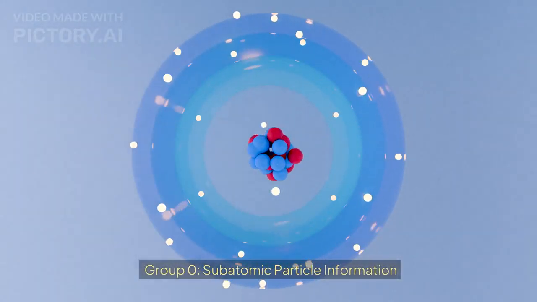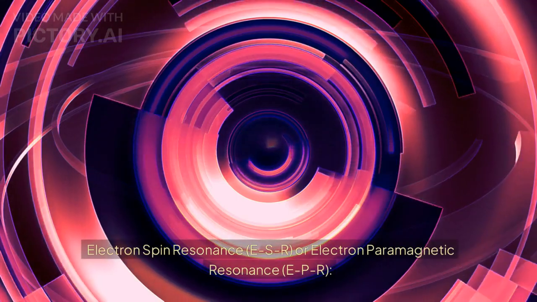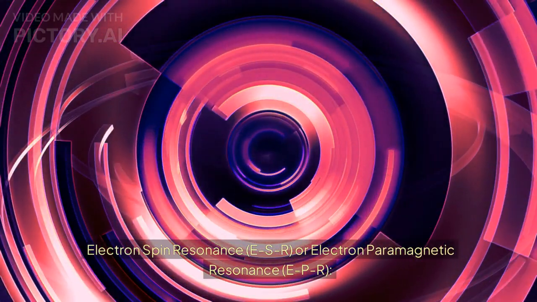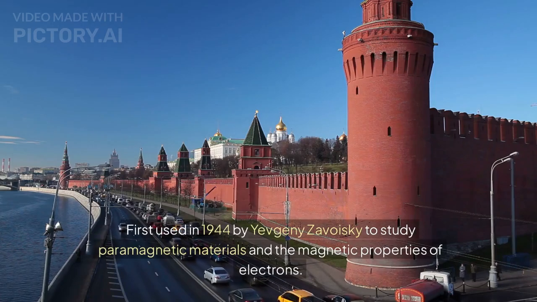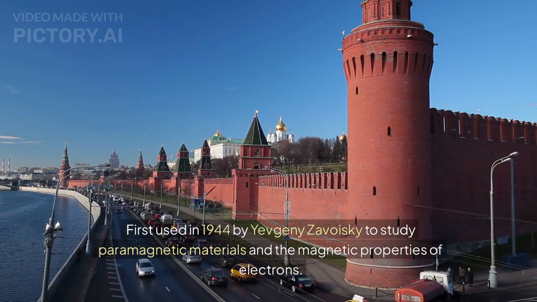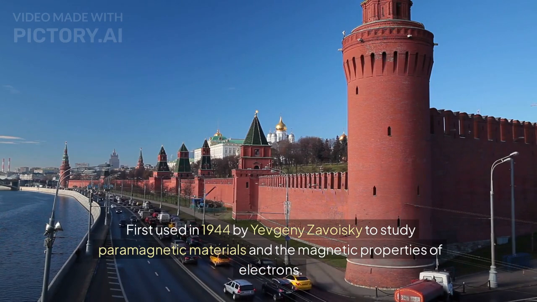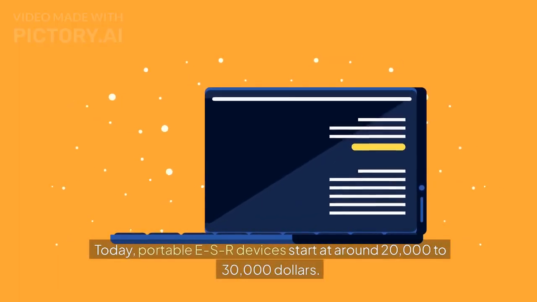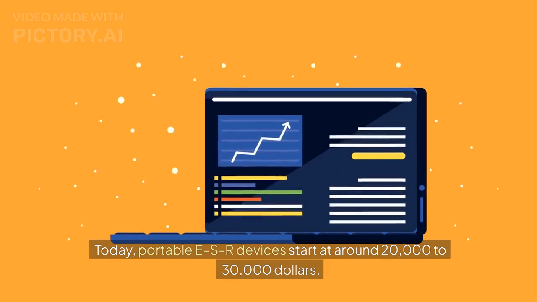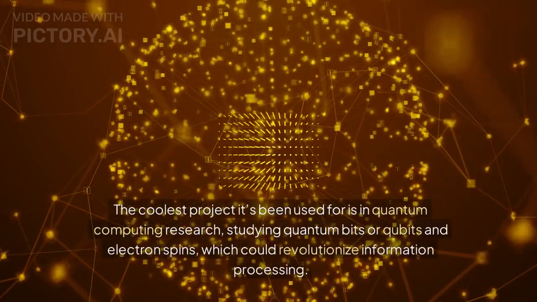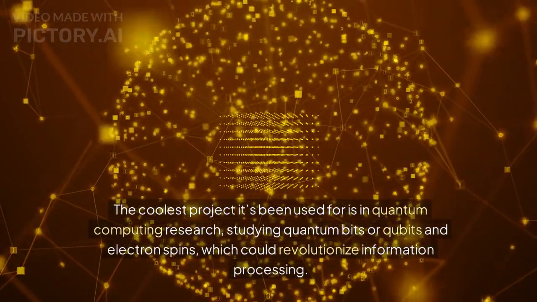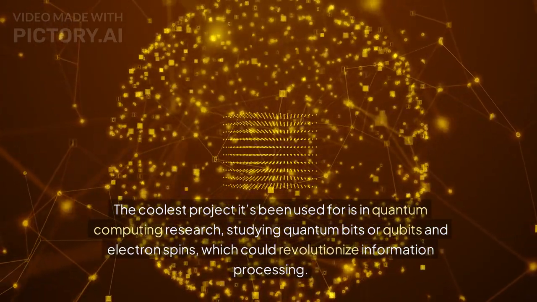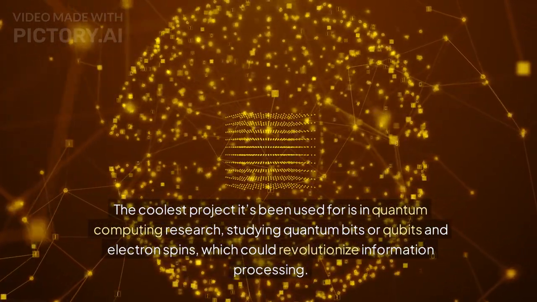Group 0. Subatomic Particle Information. Electron Spin Resonance, ESR, or Electron Paramagnetic Resonance, EPR. First used in 1944 by Yevgeny Zavoysky to study paramagnetic materials and the magnetic properties of electrons. Today, portable ESR devices start at around $20,000 to $30,000. The coolest project it's been used for is in quantum computing research, studying quantum bits or qubits and electron spins, which could revolutionize information processing.